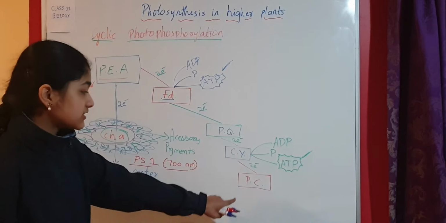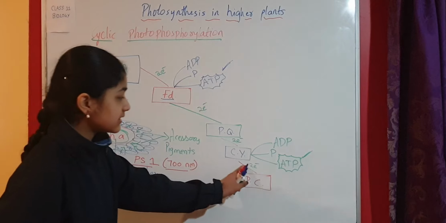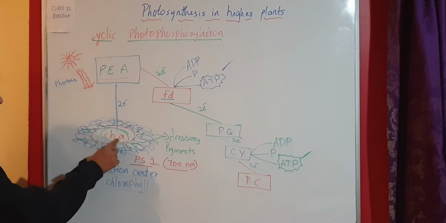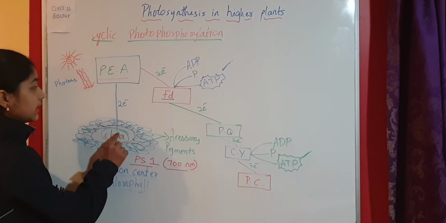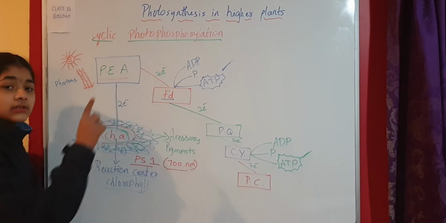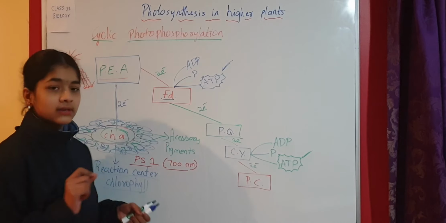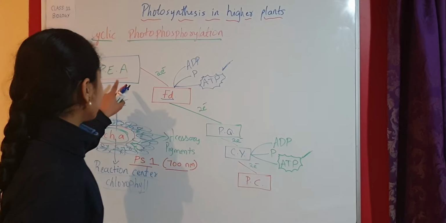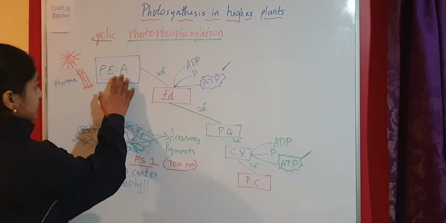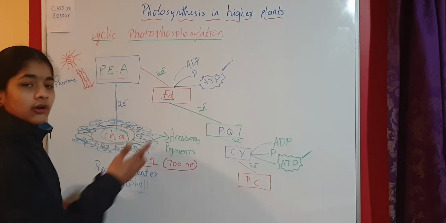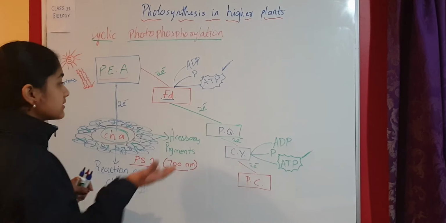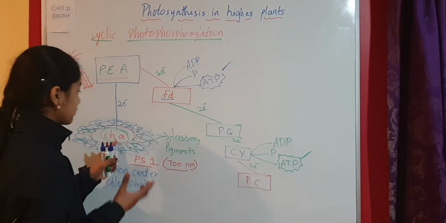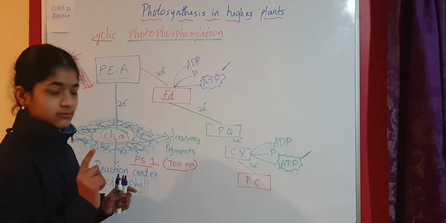So finally the electrons have reached plastocyanin. Let's recap. From chlorophyll A, it went to the primary electron acceptor. Why is it called primary electron acceptor? Because it is the first electron acceptor to accept the electrons, and after this ferredoxin came. So this is not primary, maybe it could be secondary, because this is not the first one to accept the electrons. The first acceptor to accept the electrons is this one, the primary electron acceptor.